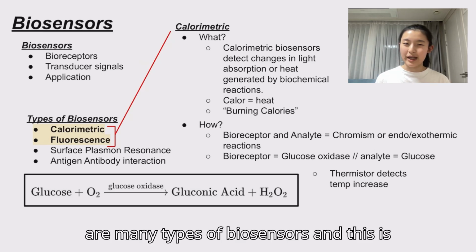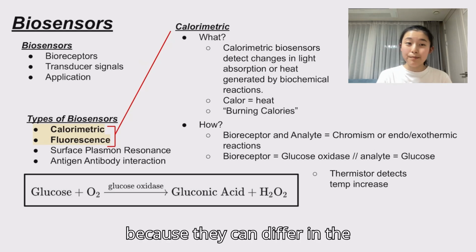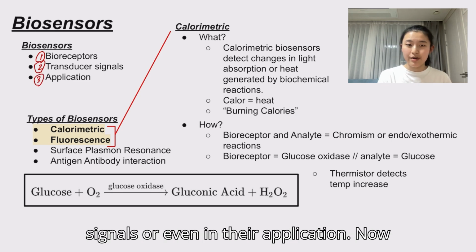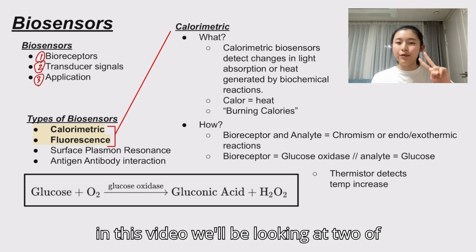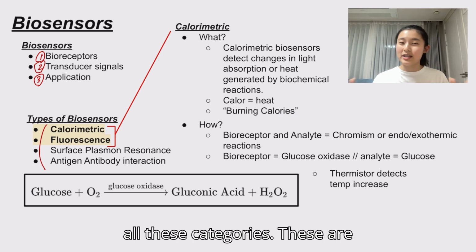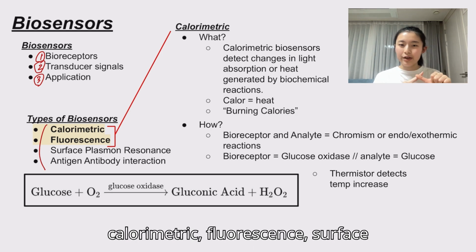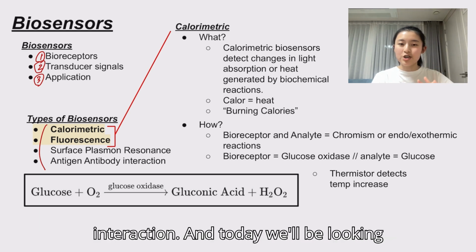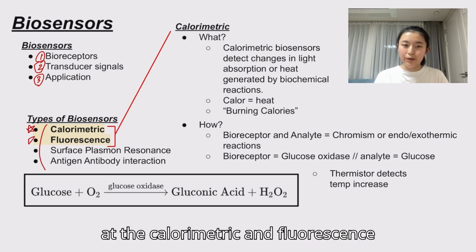There are many types of biosensors, and this is because they can differ in the bioreceptors they use, or the transducer signals, or even in their application. Now, in this video, we'll be looking at two of the four main types of biosensors across all these categories. These are colorimetric, fluorescence, surface plasmon resonance, and antigen-antibody interaction.